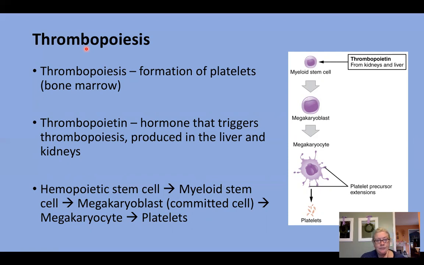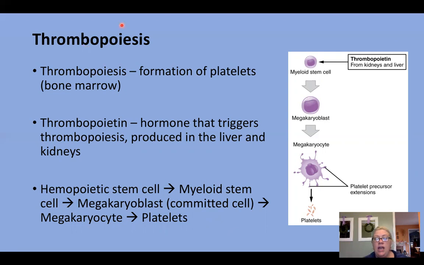So the hormone that's going to trigger thrombopoiesis is thrombopoietin. See a little bit of a pattern here. Erythropoiesis, erythrocyte, erythropoietin, thrombopoiesis, thrombocyte, thrombopoietin. Okay, so thrombopoietin is going to be a hormone that triggers thrombopoiesis. Again, this is going to be produced in the liver and the kidneys.